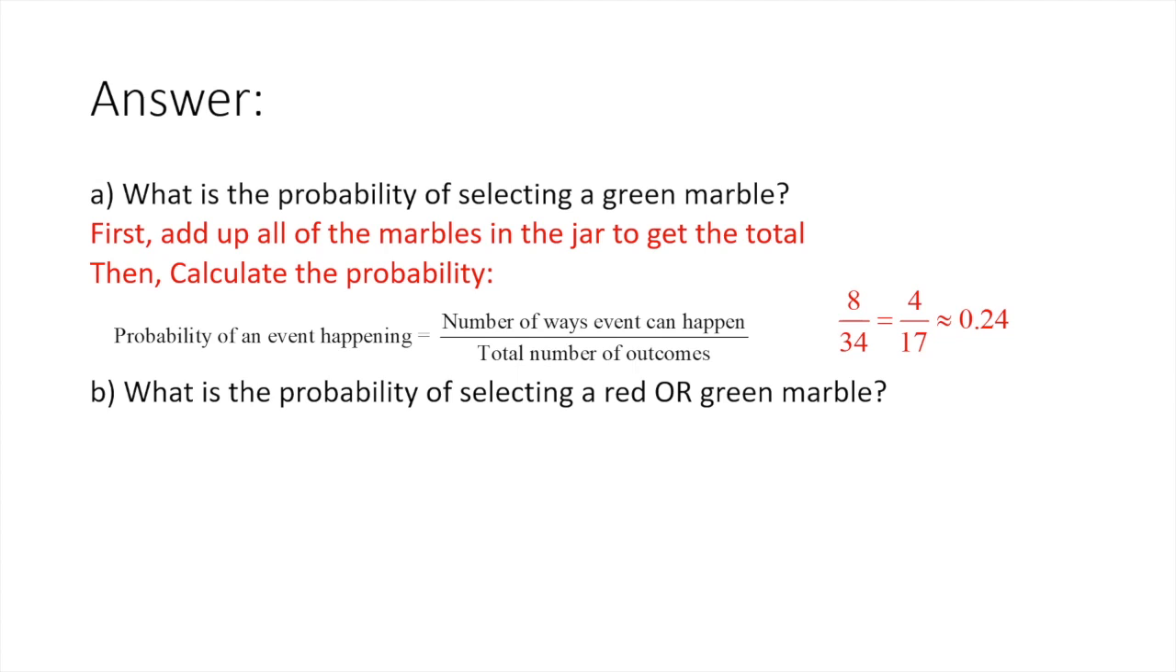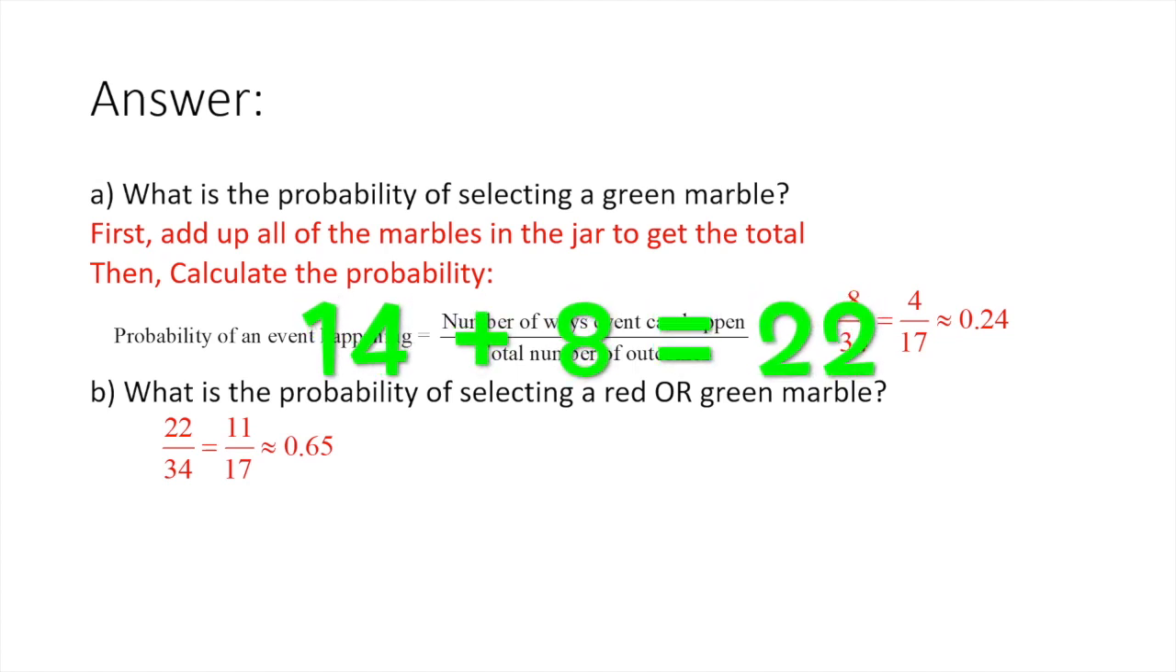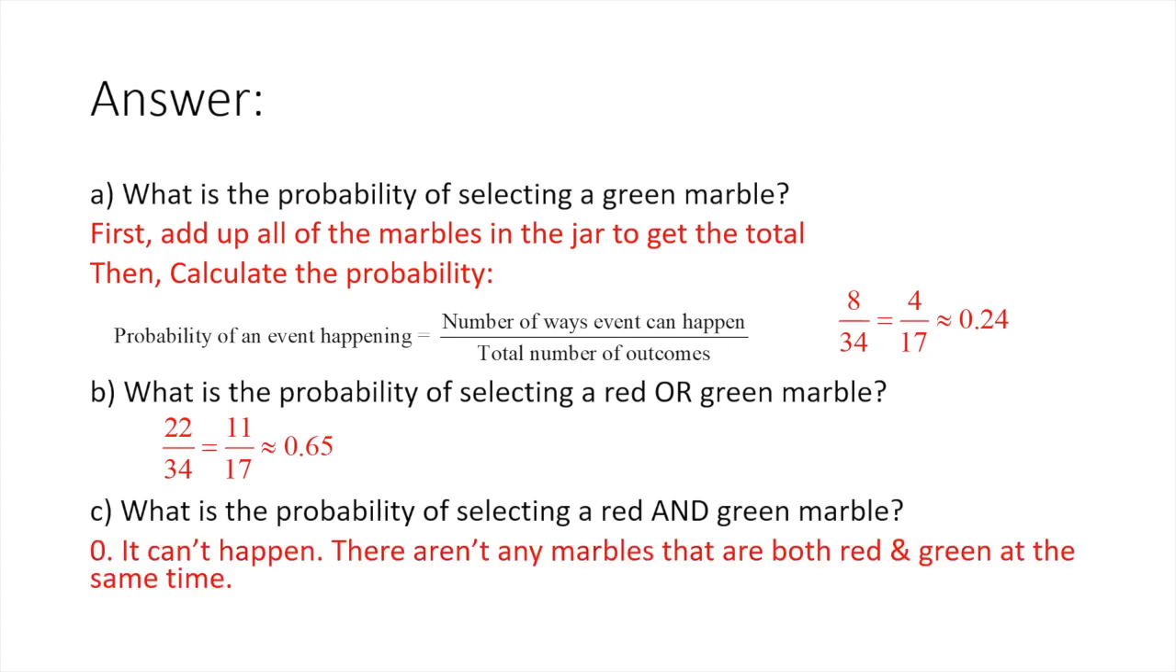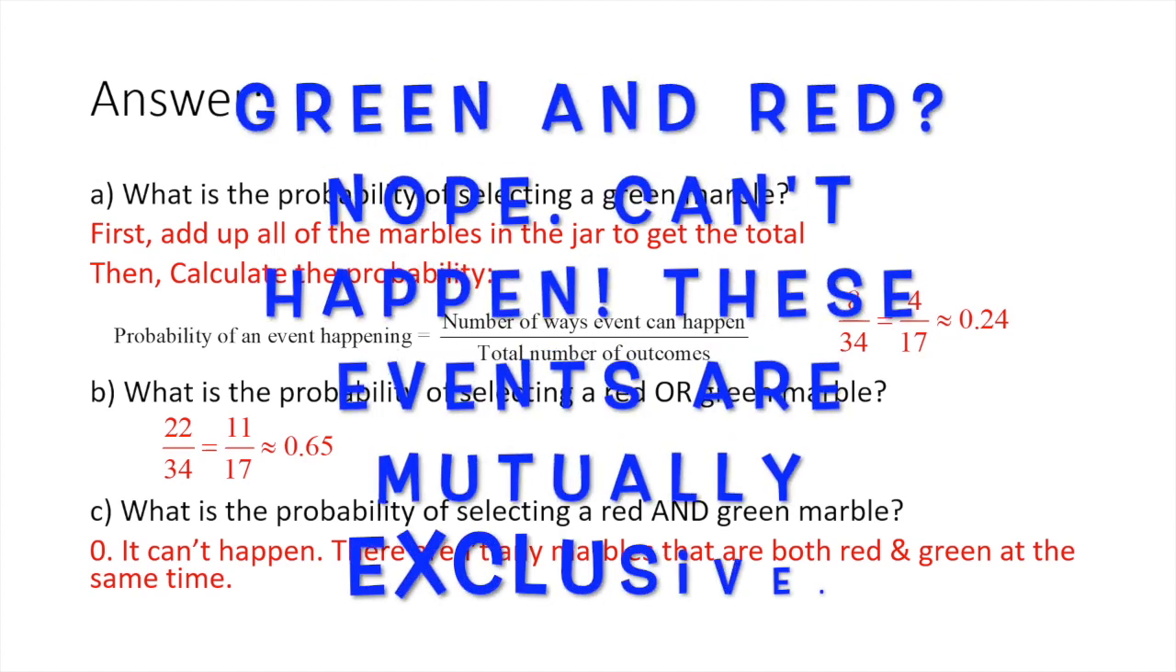And then part B, what's the probability of getting a red or a green marble? So we still have 34 total marbles, but now we have 22 because we added up the red and the green marbles together. So we get 22 out of 34, which simplifies to 11/17 or 0.65. And then C, what's the probability of selecting a red and a green marble? Again, I don't think we had any stripes or polka dots or any kind of funky marble colors. So 0, it can't happen.